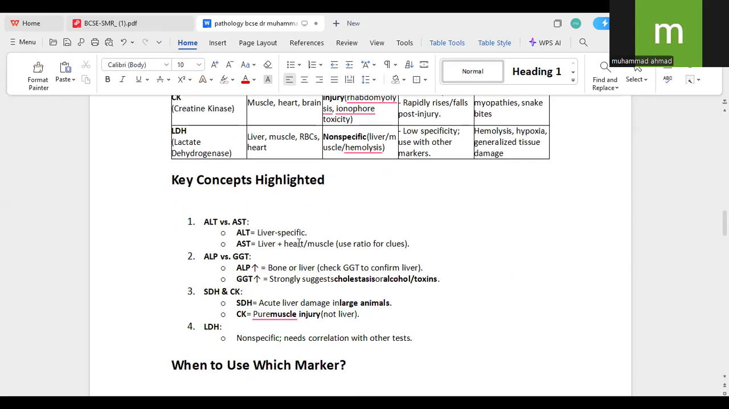So ALT is liver specific. AST is liver, plus heart and muscle. Liver plus heart and muscle.